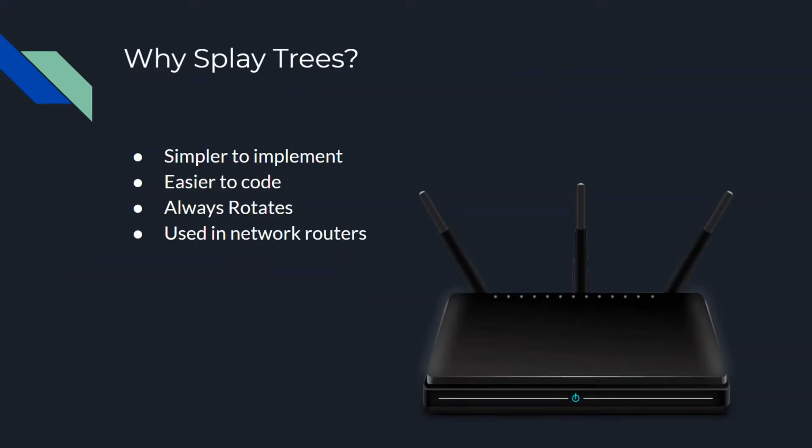Why splay trees? Splay trees are simpler to implement than other self-balancing binary search trees and are simpler to code when compared to AVL and red-black trees. Splay trees are also unique in how rotation is necessary even during read-only operations, such as search. Also, splay trees require less space as no balance information is required. Splay trees are commonly used to implement caches and for data compression. In the real world, splay trees are used in network routers.